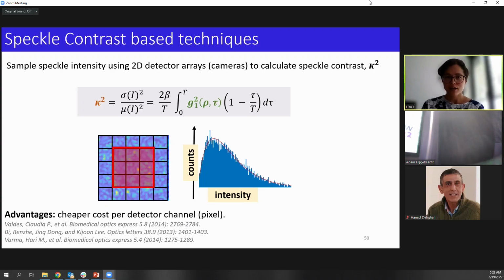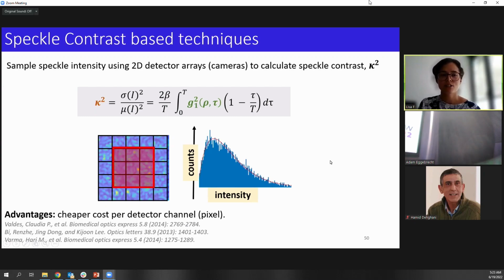Speckle contrast is measured by using two-dimensional detector arrays, and therefore cameras. We take images of our diffuse speckle pattern, and then we choose an ROI on our image. From there, we build a histogram of the speckle intensities. Kappa squared is related to G1 squared through this integral, but what it actually is, is the ratio between the standard deviation in intensity and the mean intensity, all squared. So it's actually a really simple measurement. All you need to know is the histogram of your speckle intensities.